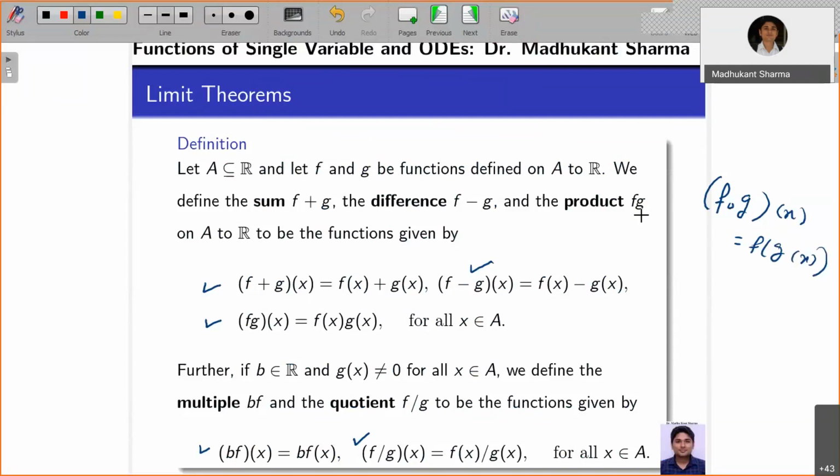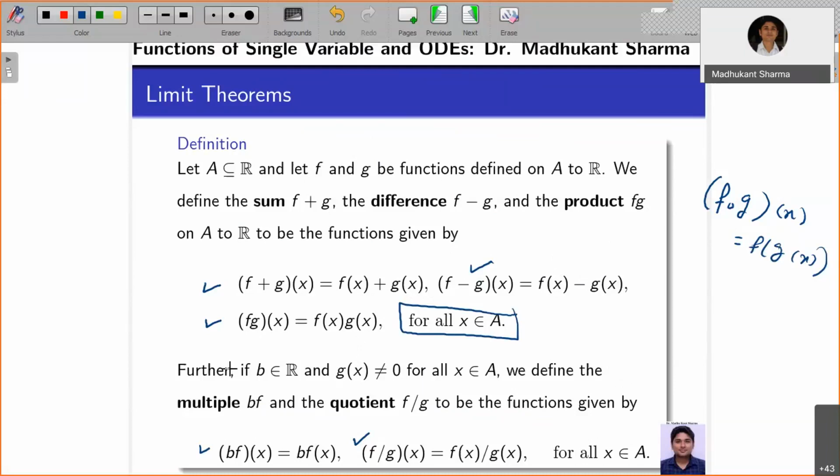Okay, so f into g, you can take the individual values and make the product. Obviously, they all are defined on the common domain, that we are calling A. If it is not, you have to take the intersection of each of the domains. Then only these things are well defined.